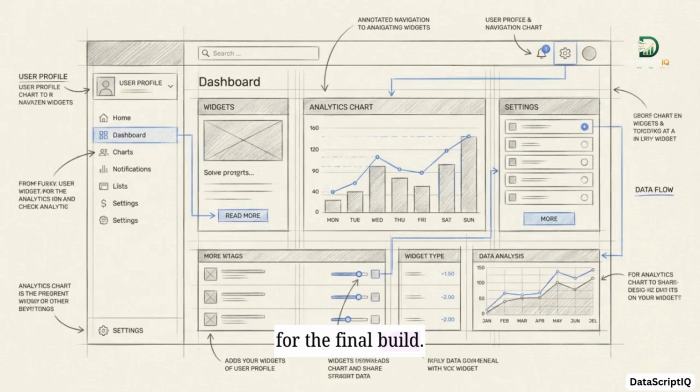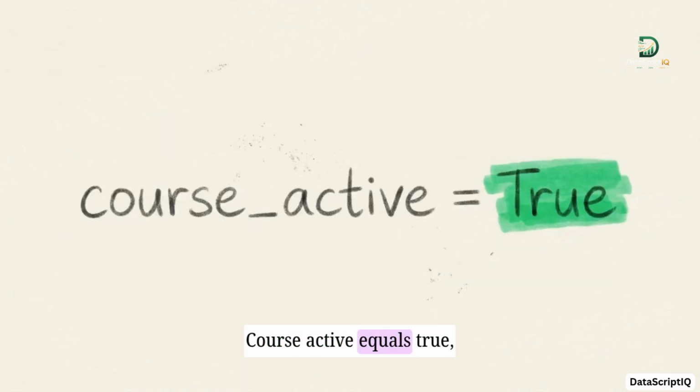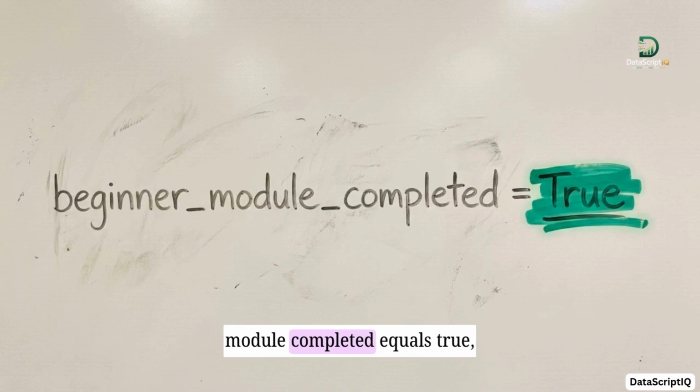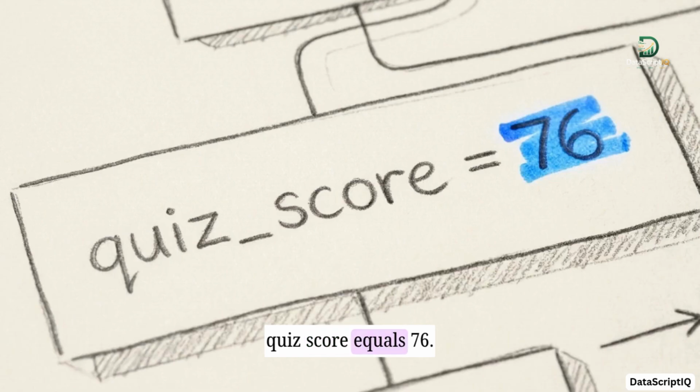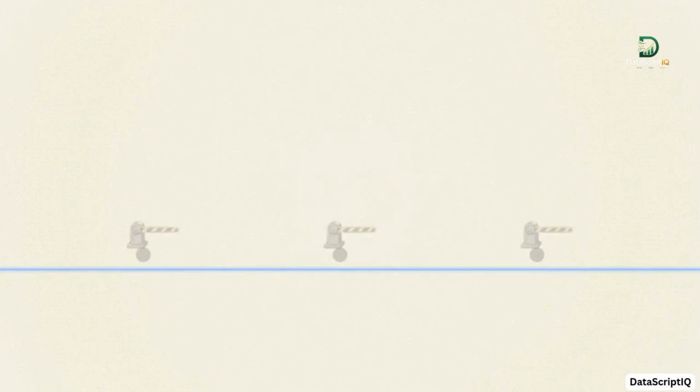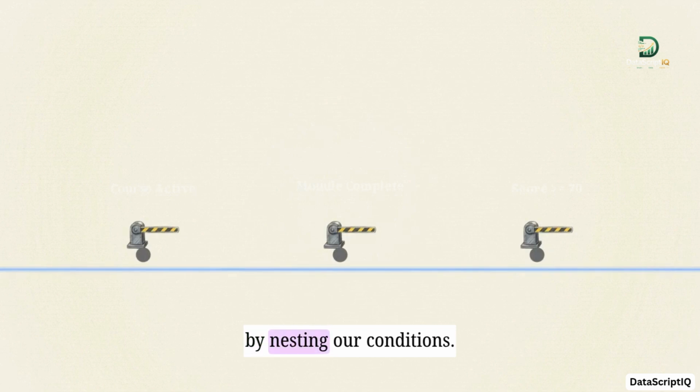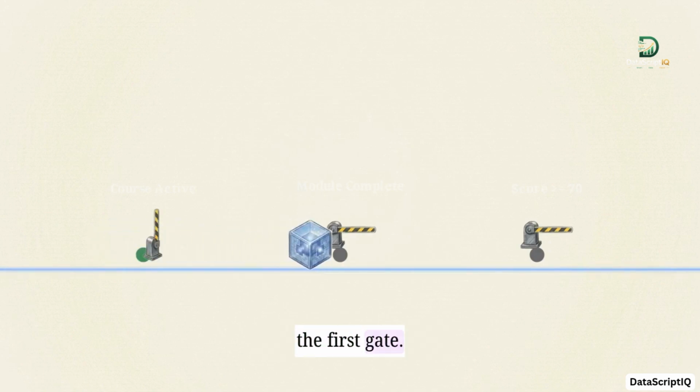We are ready for the final build. Set up 3 variables in your editor. Course active equals true, beginner module completed equals true, and quiz score equals 76. This diagram shows 3 sequential security toll gates. We build this by nesting our conditions. Write your first if statement to check if course active is true. Our data packet passes the first gate.